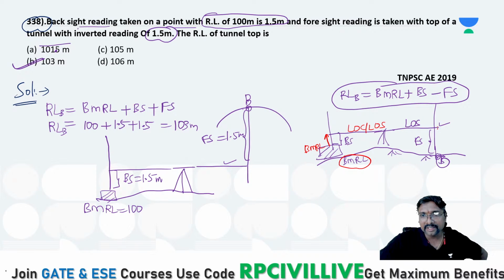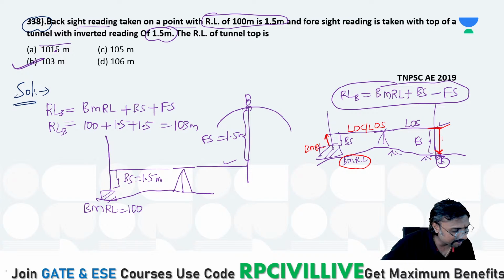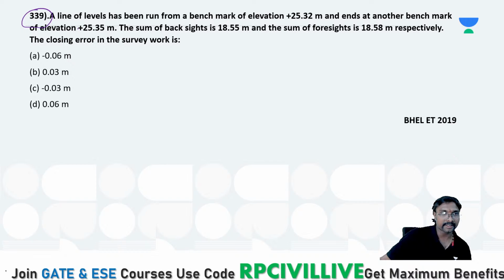So up to this, it is the reduced level of this line of sight or line of collimation only. But do we want the reduced level of this line of sight, or the reduced level of this ground point? You wanted the reduced level of this ground point. Then what do we need to do? Then we have to deduct this foresight definitely, if you just observe. Is that clear, everyone? Why we have to deduct it instead of adding? Select the answer for this 339 question, everyone.